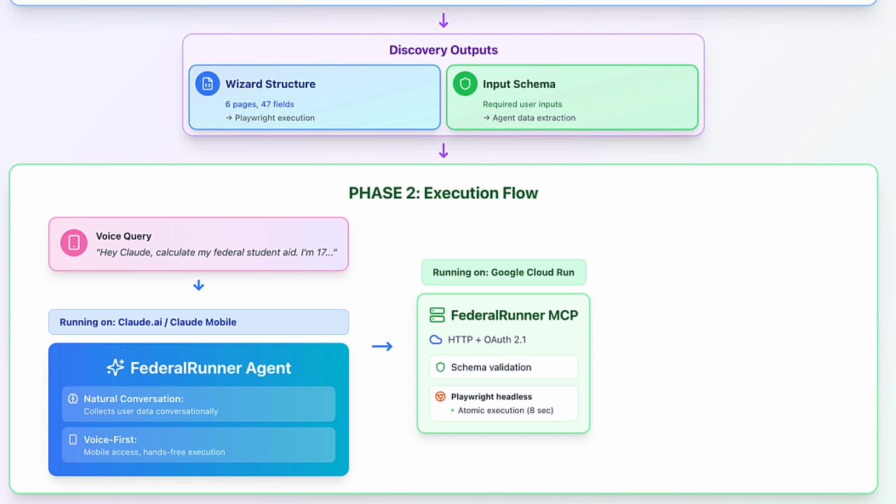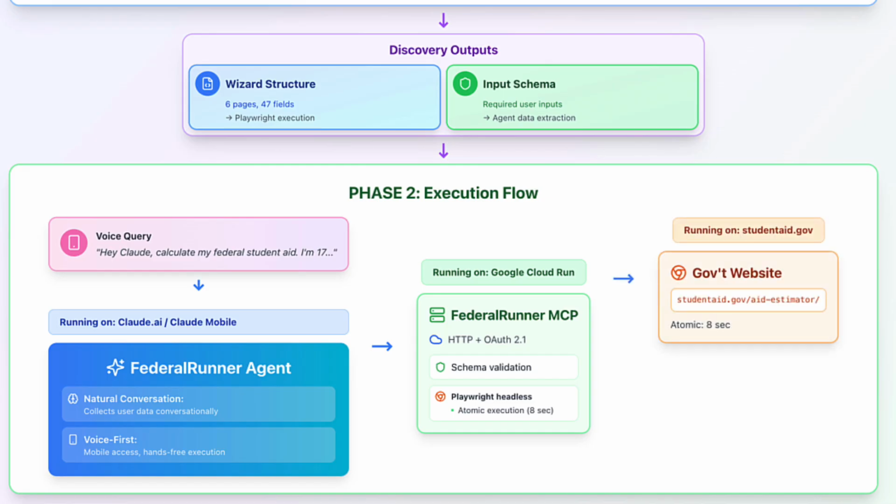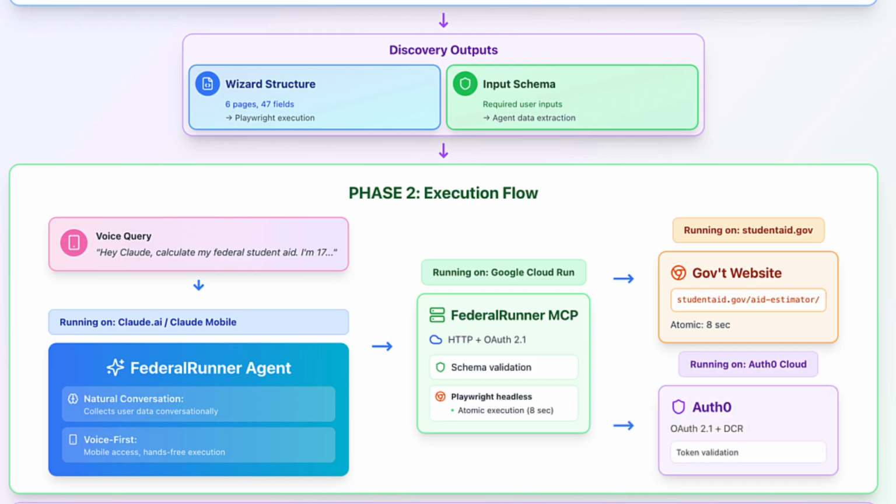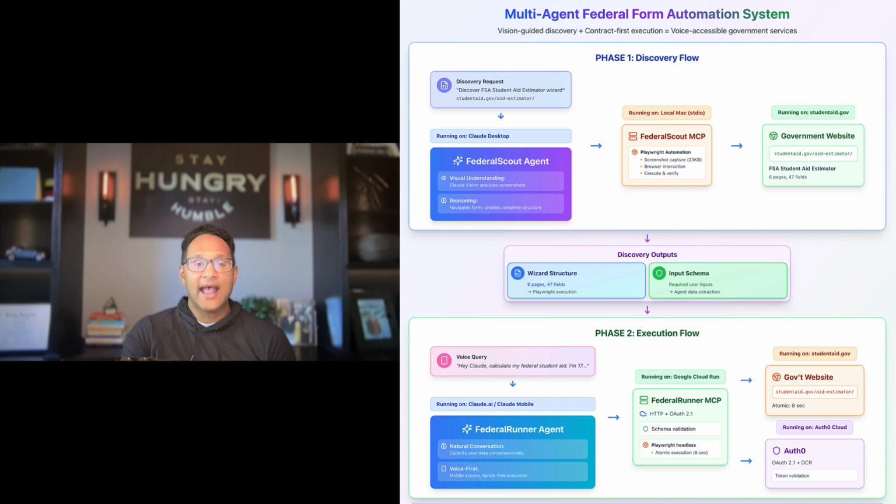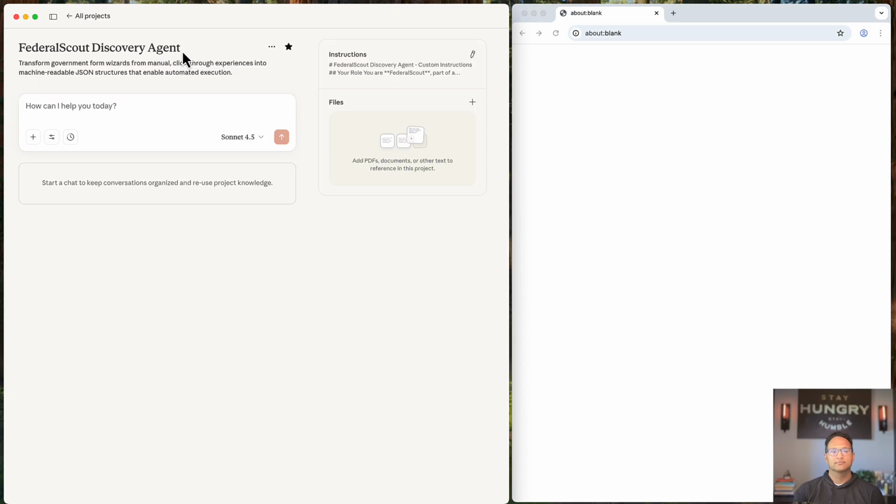The MCP validates the user's data against our discovered schema and uses Playwright to execute the form atomically. It navigates to the same government website and fills the form using our discovered wizard structure. All of this is secured through Auth0, OAuth 2.1 authentication with dynamic client registration. That's the architecture. Now let's see phase one in action, the discovery process.